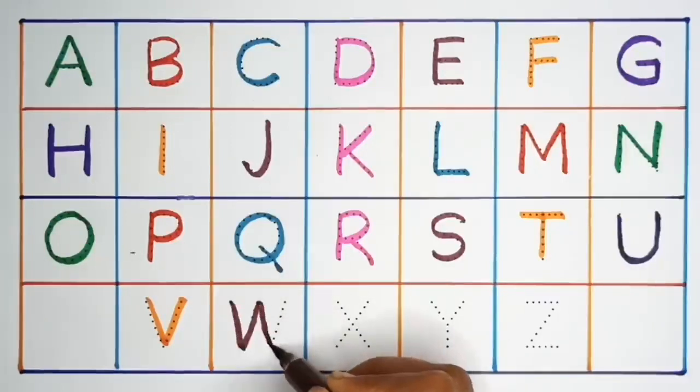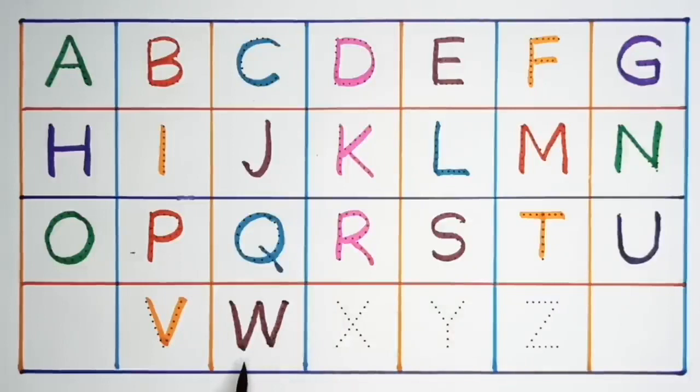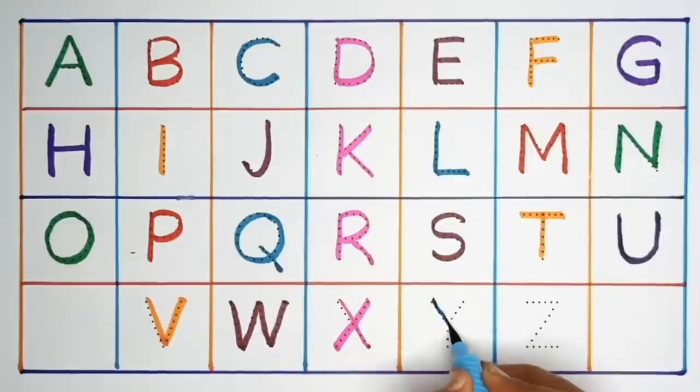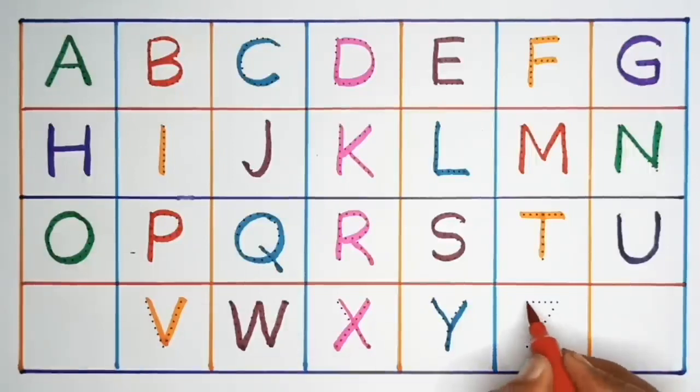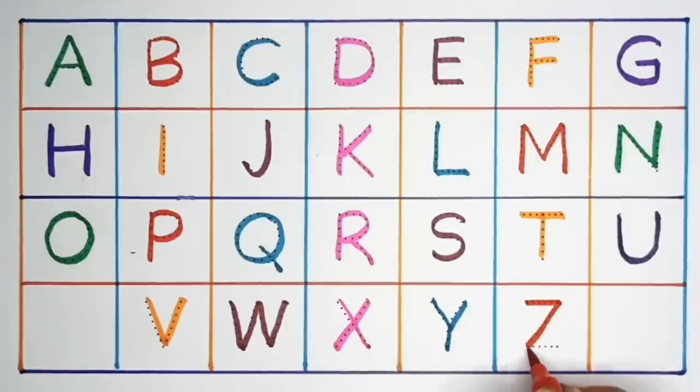W for watch, W. X for xylophone, X. Y for yak, Y. Z for zebra, Z.